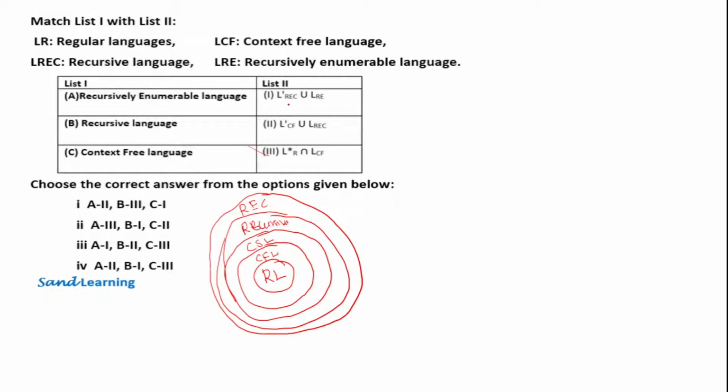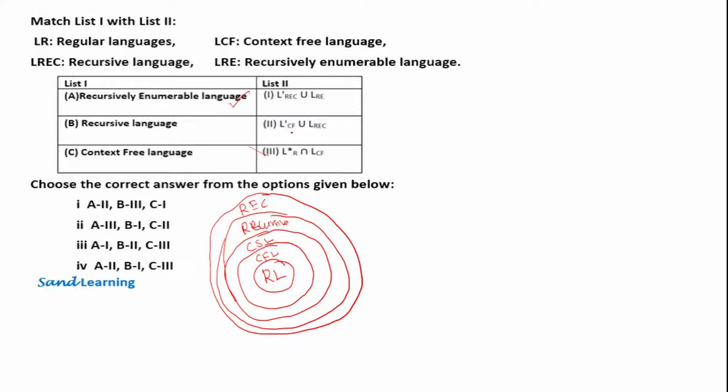So recursively enumerable language, so L dash of REC. REC means it is a recursive language. The complement of a recursive language is recursively enumerable language, union LRE. LRE is recursively enumerable language. The union of recursively enumerable language and recursively enumerable language is a recursively enumerable language. So this is correct. And then the second one is recursive language.